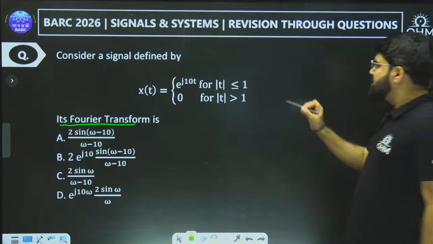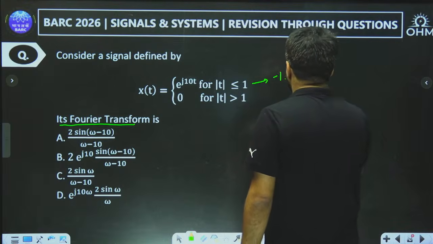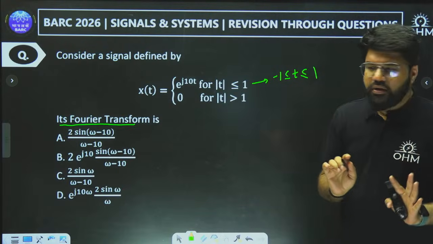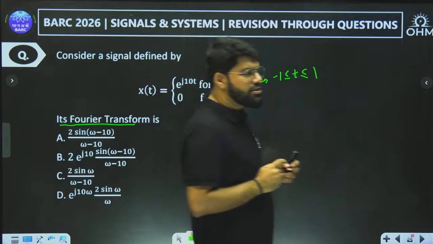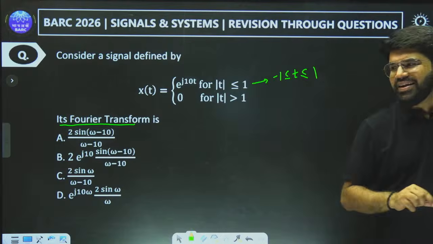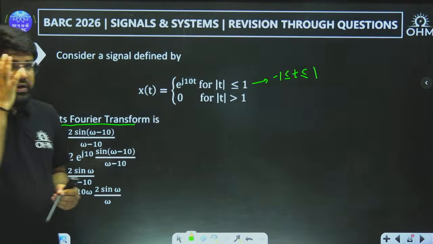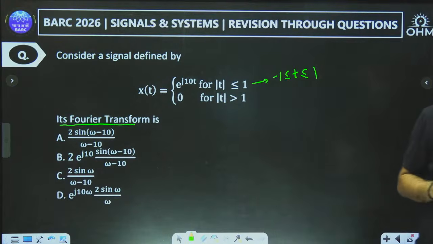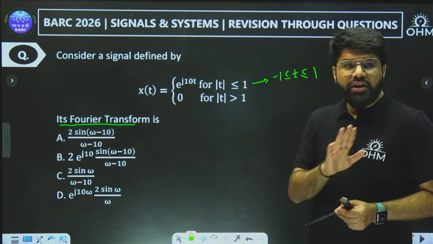Okay, mod t less than 1 means what? Mod t less than or equal to 1 means t can be from minus 1 to 1. Right? 0 to 1 or 0 to minus 1, on both sides the magnitude is less than 1. So t can be from 0 to 1 and also 0 to minus 1. That is minus 1 to 1. Correct answer, Sai Vikas. So you have to define a signal which has some exponential phase term, only from minus 1 to 1.